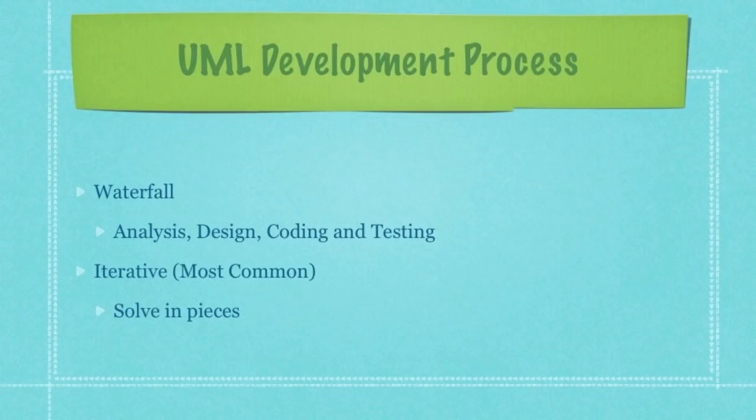The iterative way to break up a project, however, solves all of the different pieces of your project in pieces. So you're going to define the different pieces of the functionality of your system right from the beginning, and then you're going to go through the process of analysis, design, coding, and then testing on each of these individual pieces before you move on.